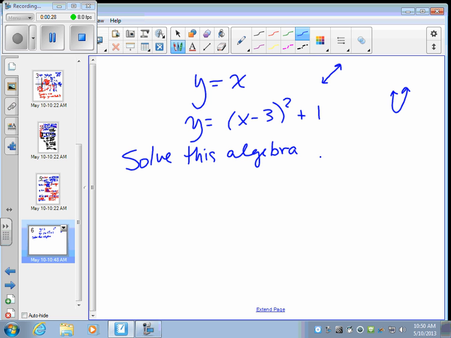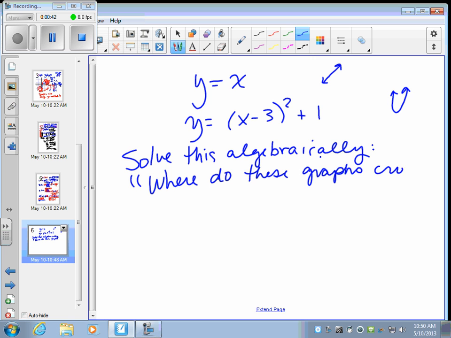Now, when I ask you to solve a system algebraically, what I mean in terms of the graph is, where do these two graphs intersect each other? To find that out, you could look at the graph, but I've asked you to solve it algebraically, so you have to set up some kind of system here. You have to use one of the methods for solving a system, I guess.